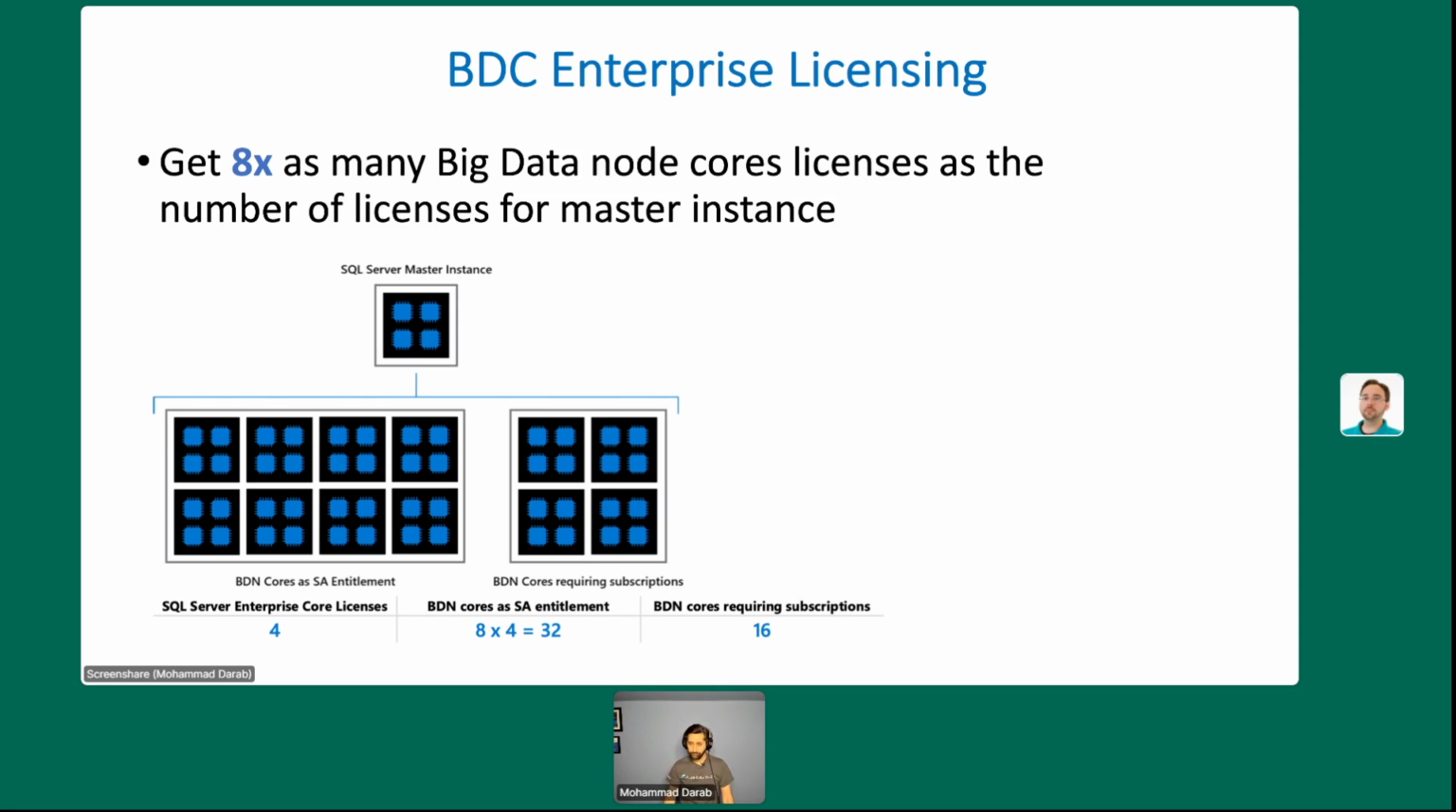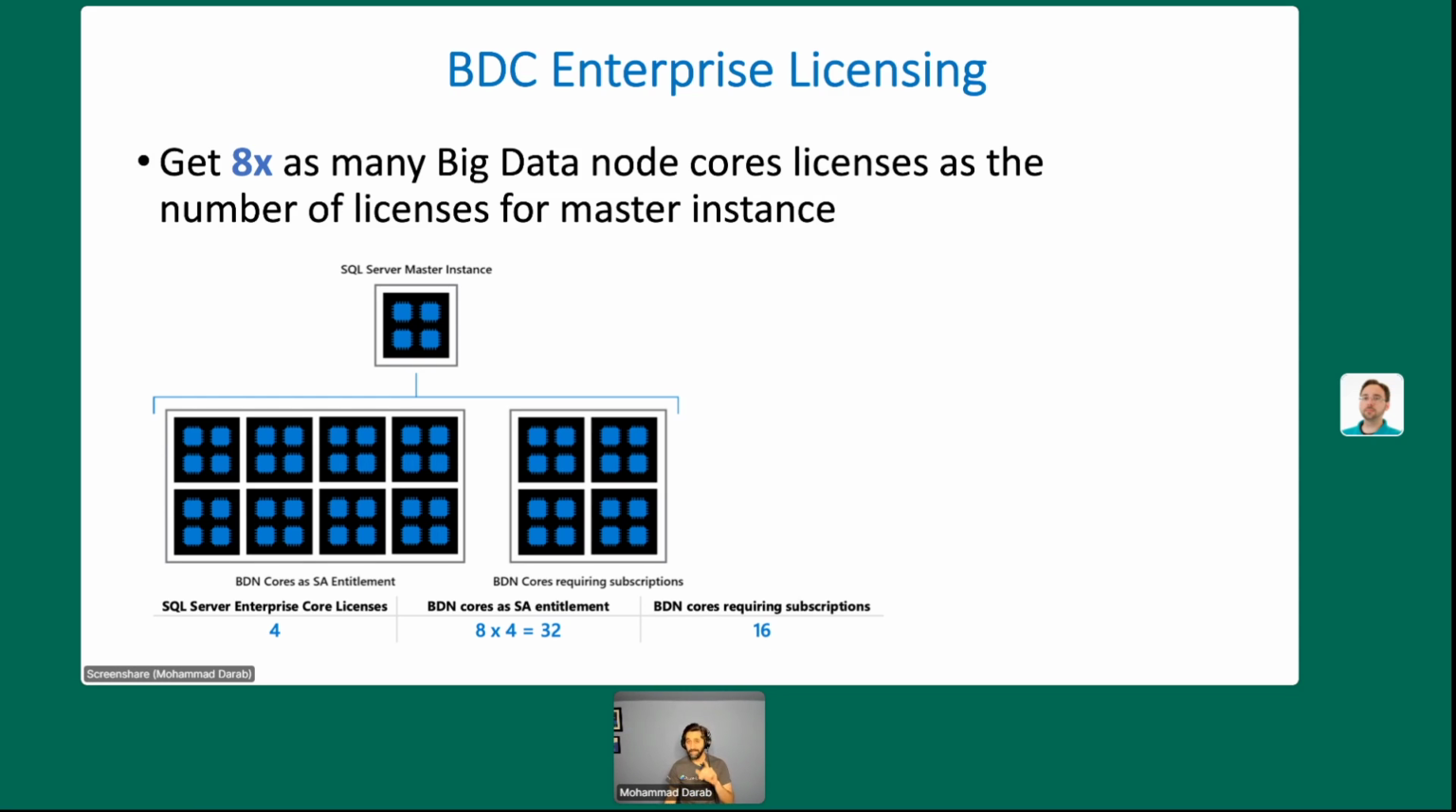So for example, in this image, you have your 4 cores, and then you have your 8 times 4 because you have your enterprise license, and you got your 32 BDC cores that you're entitled to. You can distribute that among your compute pool, your storage pool, whatever. And if you need more, then you just have to do the $400 a year for the 16. So that's what they came up with for the enterprise.